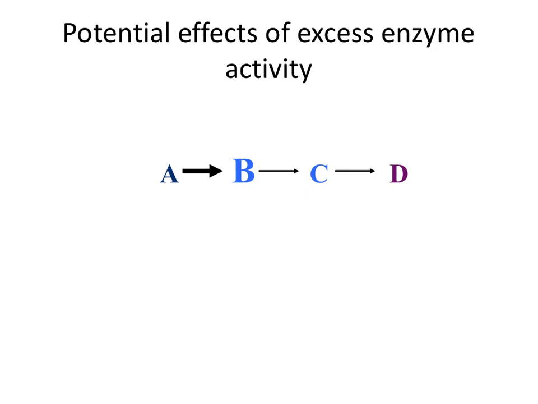So what could possibly go wrong if there is excess enzyme activity? Well, there could be increased levels of intermediate metabolite B, which could cause increased levels of some metabolite F, which could be toxic. Or there could be increased levels of all of the intermediates, including the final product of the metabolic pathway, and that could result in pathology.